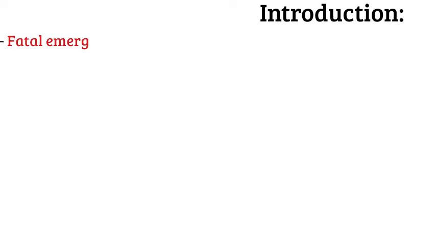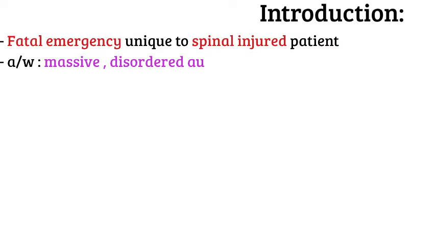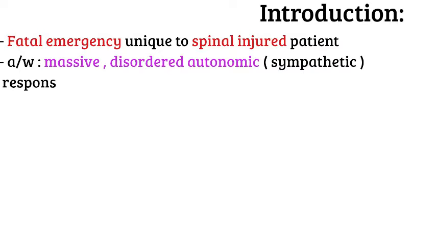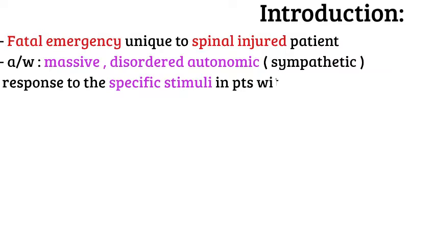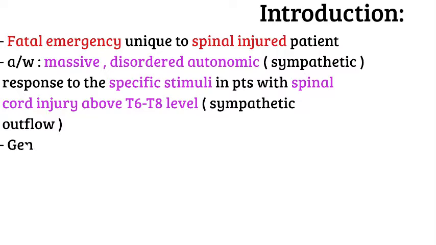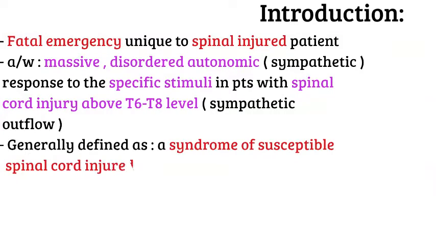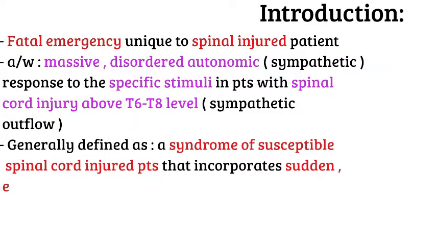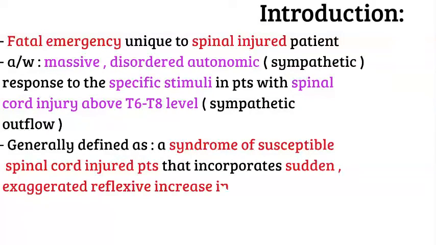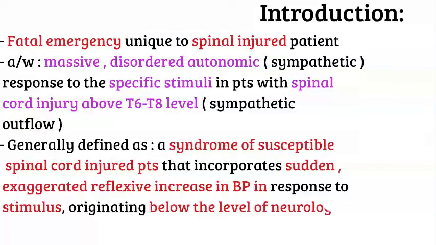As an introduction, autonomic dysreflexia is a fatal emergency unique to spinal injured patients. Autonomic dysreflexia is associated with a massive, disordered autonomic, mainly sympathetic, response to specific stimulation in patients with spinal cord injury above the T6 to T8 level, the region of the sympathetic outflow.